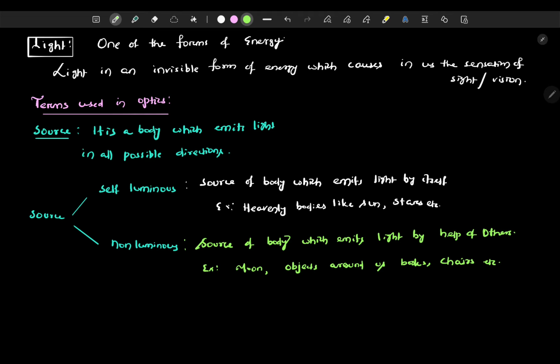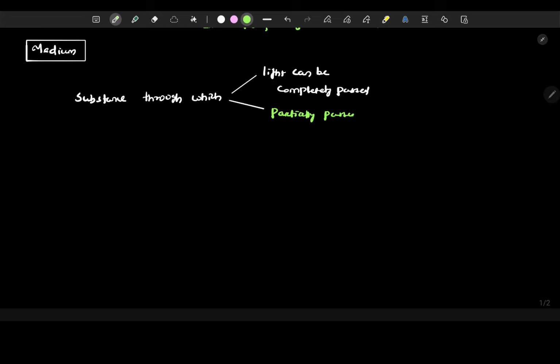Next we come to the response of matter, that means we have to discuss medium. The next common term is medium. What is a medium? A medium is a substance through which light can be completely passed, or light can be partially passed, or light is unable to pass.